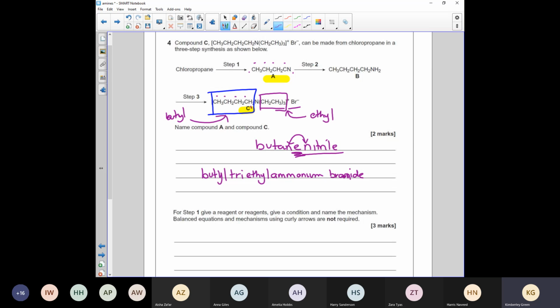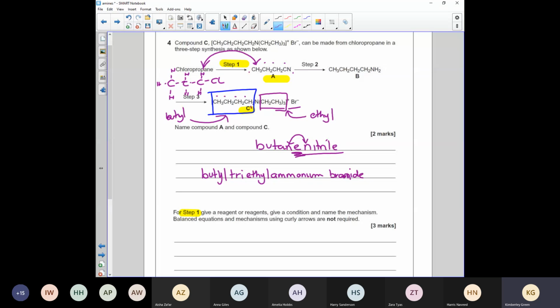Right, so for step 1, give reagent or reagents and conditions and name the mechanism. Balanced equation and mechanisms are not required. Excellent, so I just need reagents, conditions and the name of the mechanism. Remember, this is another example of a 3-step synthesis because it's 3 steps to go from what we start with to what we want at the end. We've just done this, haven't we? Chloropropane: 3 carbons and a chlorine. I'll add the hydrogens just so everyone's happy.